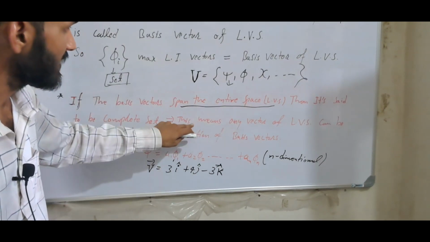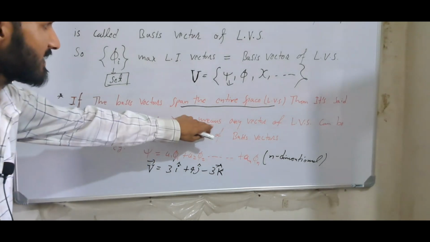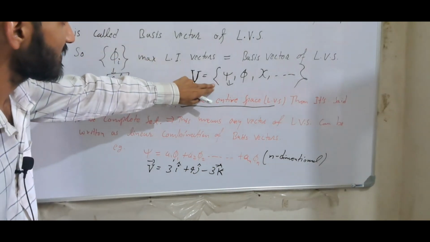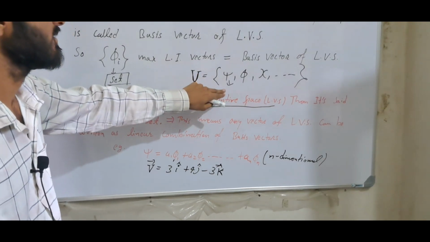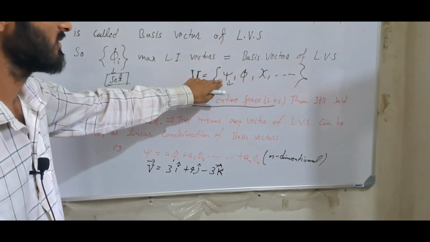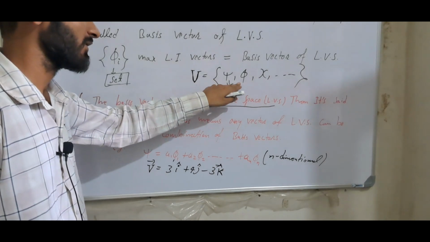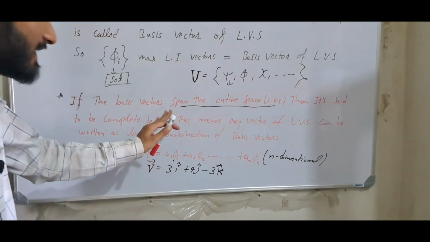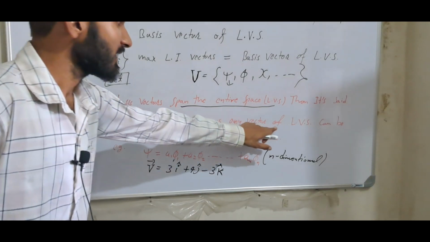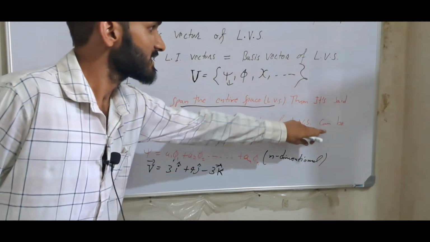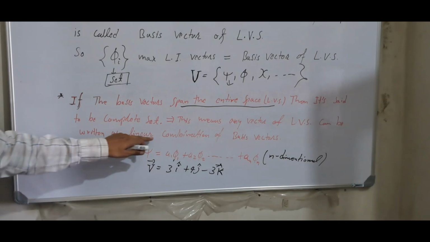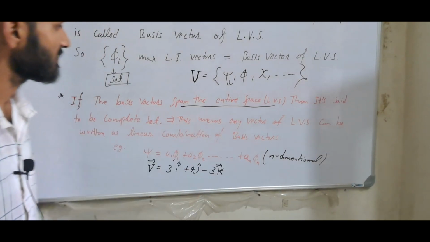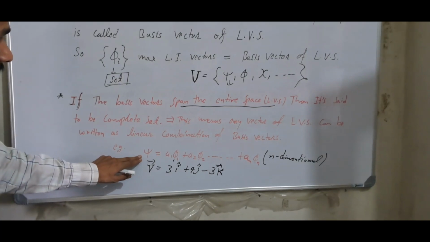Span the entire space means that any vector of the linear vector space can be written in terms of the basis. The vector can belong to the psi cluster, the phi cluster, or the chi cluster, and any random vector of the LVS can be written as a linear combination of basis vectors.